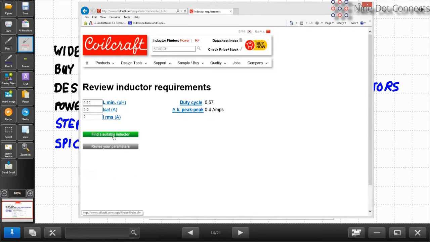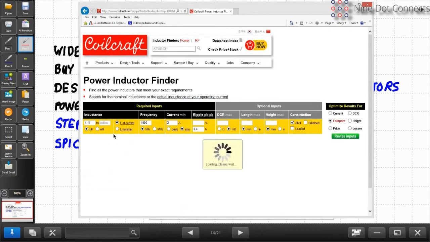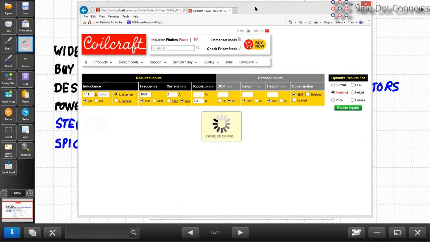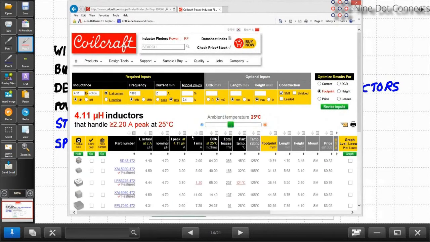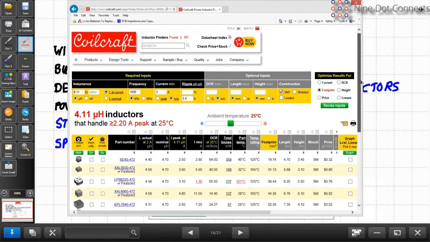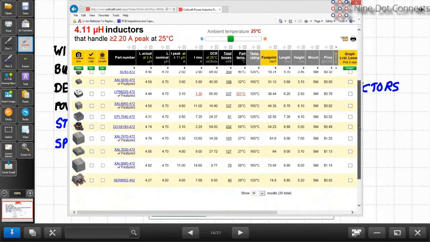Since they have their parts database online, you can find a suitable inductor, and it will search for them. Hopefully this will only take a moment. If it takes longer, I will back up and try it again. There we go. Here are a number of components that they have that meet those requirements.